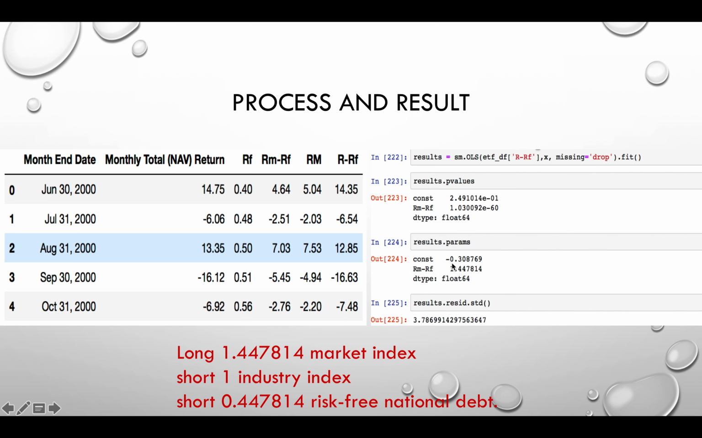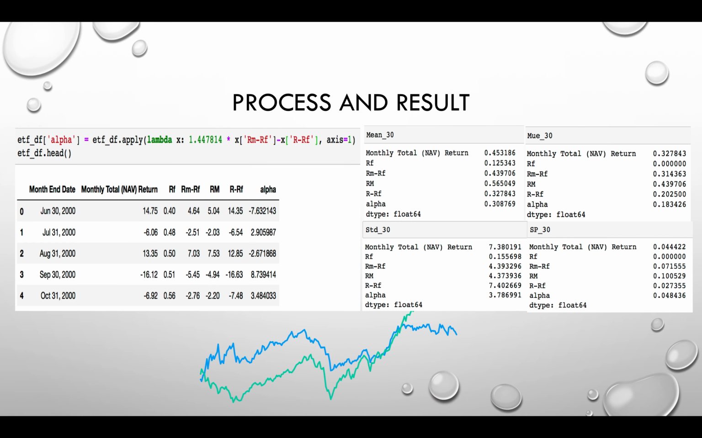The alpha is minus 0.3 and beta is 1.44. And you can also see the p-value, which is significant, so the CAPM still stands. And therefore, we can get the investment strategy. That is, we need to long beta market index and short one industry index and short beta minus one risk-free national debt.